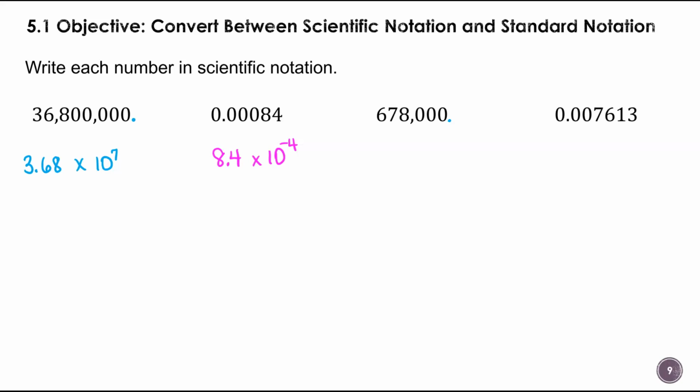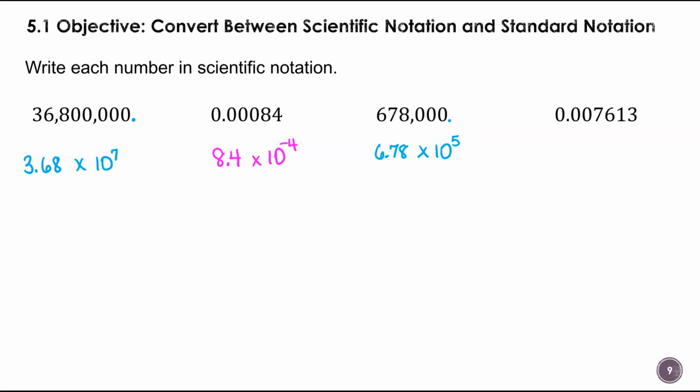This one has a decimal at the end, so we're going to put the decimal between the 6 and the 7. 6.78 times 10, and we're moving it 1, 2, 3, 4, 5, so that's going to be positive 5 on my exponent.